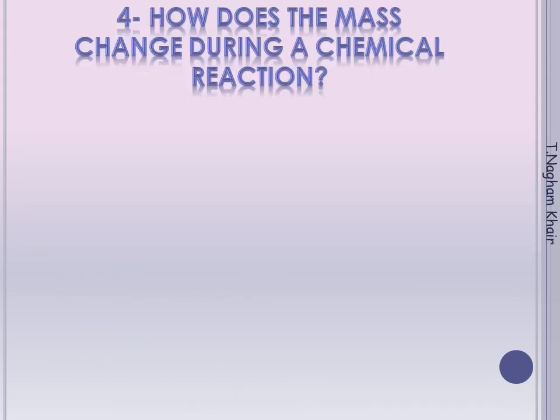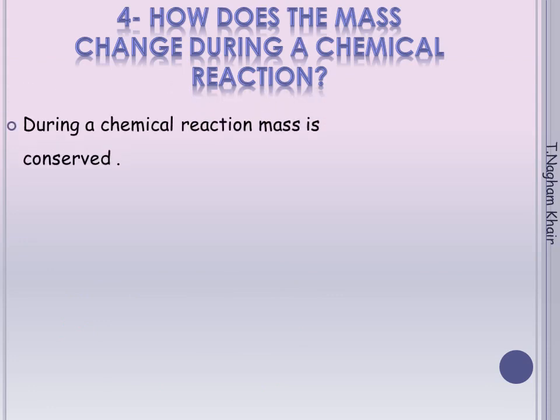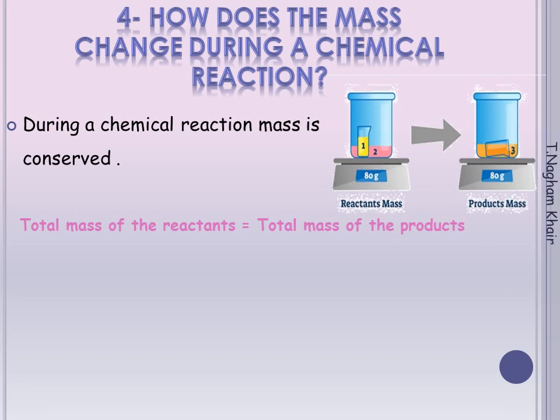Now, how does the mass change during a chemical reaction? Do you think that during a chemical reaction the mass will change? Let's see. During a chemical reaction, mass is conserved. This means that the total mass of the reactants is equal to the total mass of the products. So there is no increase and no loss in the mass. This means if we have 80 grams of the reactants, the products formed are also 80 grams. So the mass of the reactants equals the mass of the products.